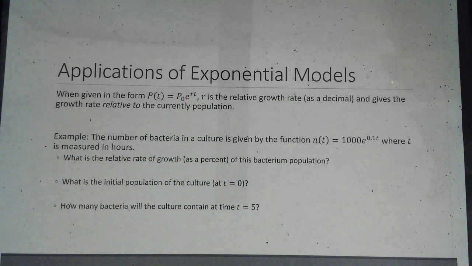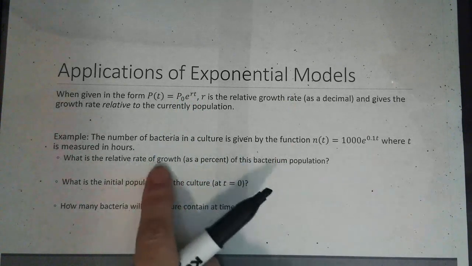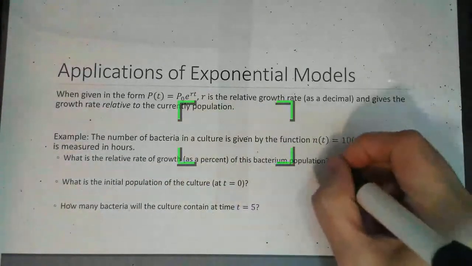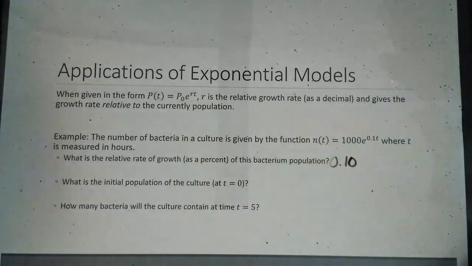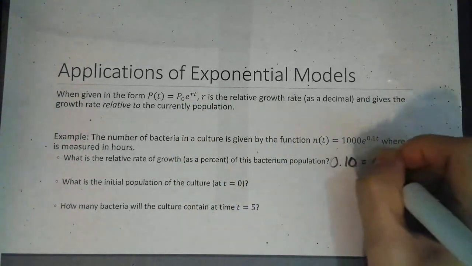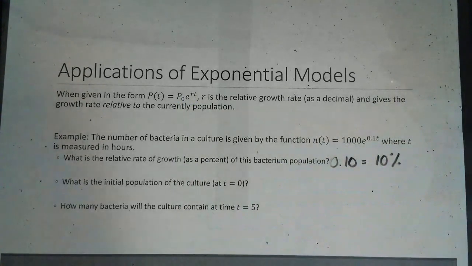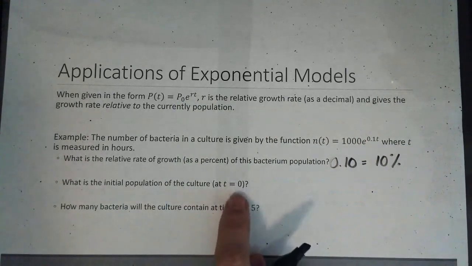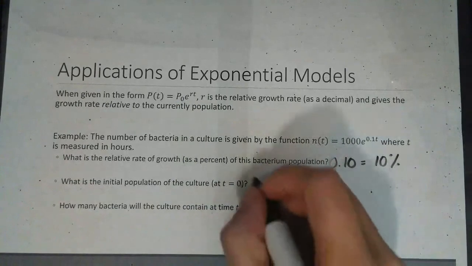The number of bacteria in a culture is given by the function N of t is equal to 1,000 e to the 0.1t, where t is measured in hours. What is the relative growth rate of this bacterium population? We were told that our relative growth rate is r, which is the number in front of t, so 0.1. But that's given as a decimal, we want it as a percent. So 0.10 converts to 10%. We want to know what the initial population was. If we plug in t equals 0, we're going to get that population was 1,000.